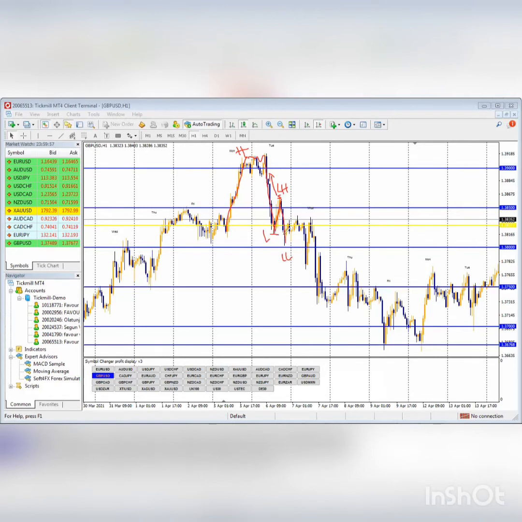Because this low is lower than the previous low. Then it reversed again, gave us a lower high, then came down, gave us a lower low, reversed to a lower high, came down, took out this previous low, and gave us a lower low, reversed, lower high, lower low. Like that, guys.